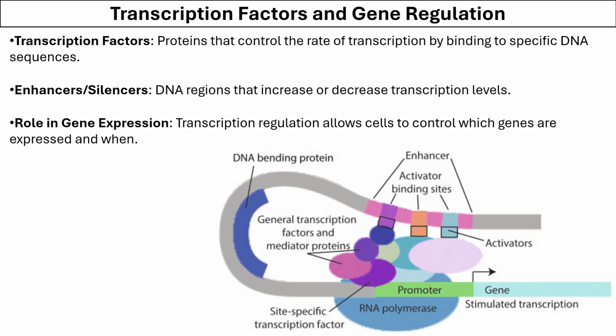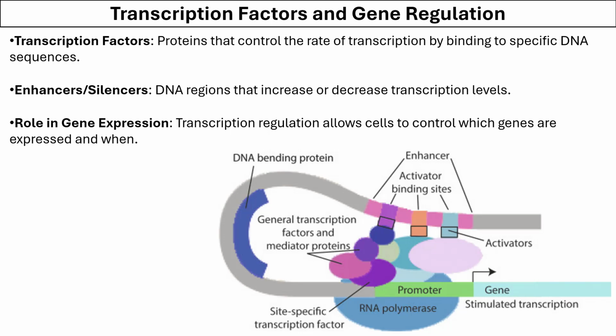Transcription factors are the proteins that control the rate of transcription by binding to specific DNA sequences. Now, the more transcription factors there are for certain genes, the more copies of that mRNA will be produced. That means more protein from that gene will be synthesized. Enhancers and silencers are the DNA regions which can increase or decrease the transcription level. So an enhancer would increase the synthesis of the mRNA strand, or increase the process of transcription, and silencers will reduce it.